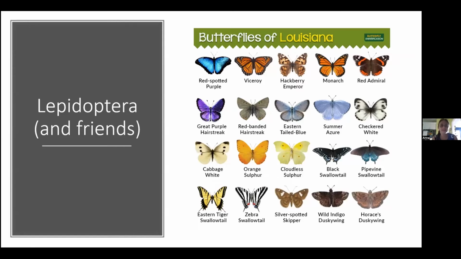So, moving into a different order: lepidopterans and friends. This is, I think, everyone's favorite order of bugs, at least when I teach this class. We do have a very diverse array of butterflies and moths in Louisiana. This is one of ours from the School Garden publication, Butterflies of Louisiana. These are a lot of them that we see in our butterfly gardens or that we plant host plants for.